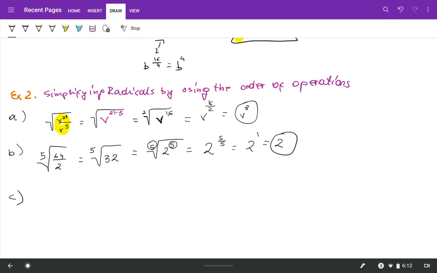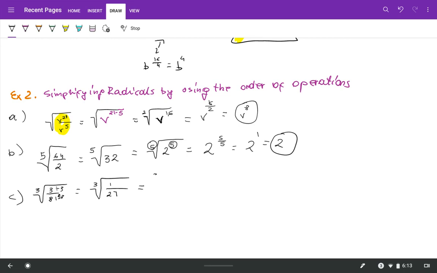Maybe one more with a fraction, cube root of 3 over 81. Let's simplify that fraction first, 3 over 81. Both numerator and denominator you can divide by 3. So let's reduce that fraction. 3 divided by 3 is 1. 81 divided by 3 is 27. We reduce to the lowest form of the fraction, and now we can simplify.